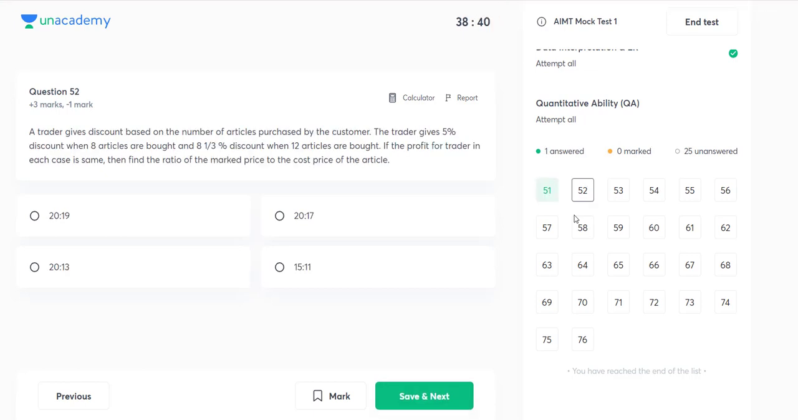The next question: a trader gives a discount based on the number of articles purchased by the customer. The trader gives 5% discount when 8 articles are bought and 8 1/3% discount when 12 articles are bought. If the profit for the trader in each case is same, find the ratio of the marked price to the cost price of an article.